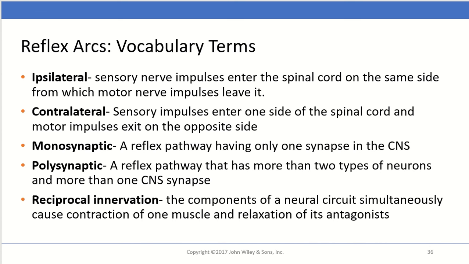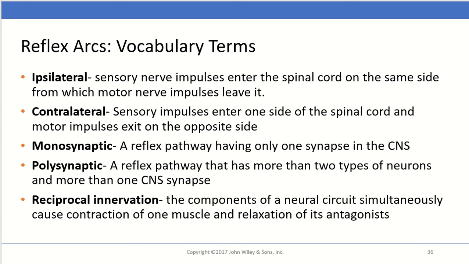So first we have ipsilateral, and this is where the sensory nerve impulses enter the spinal cord on the same side from which the motor nerve impulses leave it. Right? And then contralateral is where the sensory impulses enter one side of the spinal cord and the motor impulse exits on the opposite side. So those two are opposites.